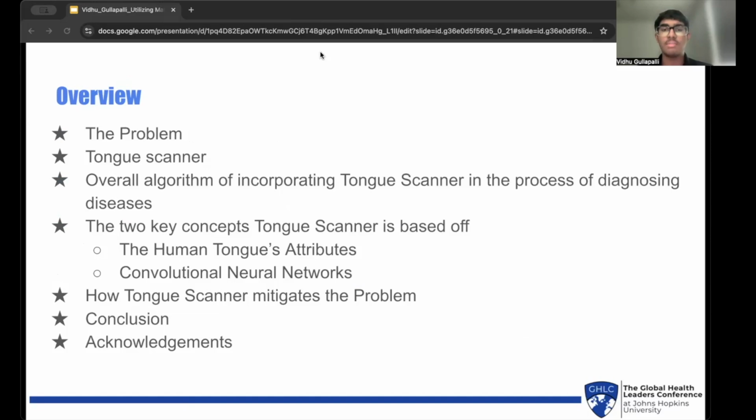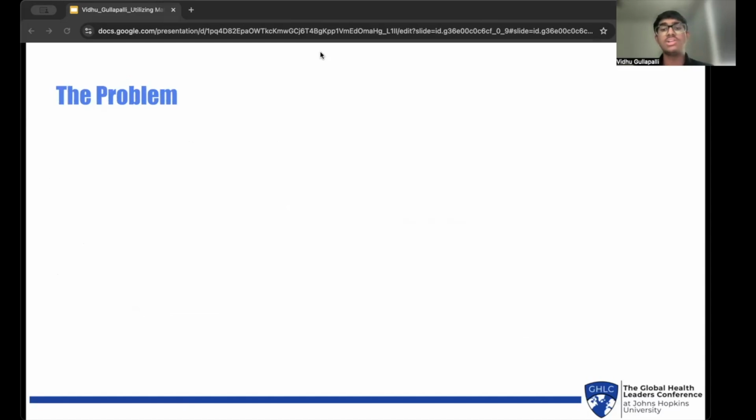So let me go over the topics in my presentation. First, I'll be discussing the problem, then my solution, which is called Tongue Scanner, after which I'll walk you through the overall algorithm of incorporating Tongue Scanner in the process of diagnosing diseases, then touch on the main concepts Tongue Scanner is based on, then talk about how the solution mitigates the problem at hand, and finally conclude the presentation. Let me start by introducing the problem.